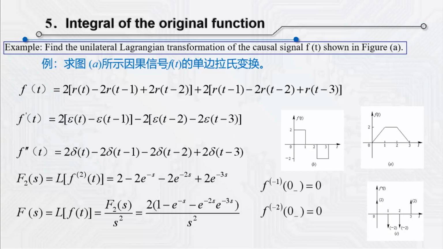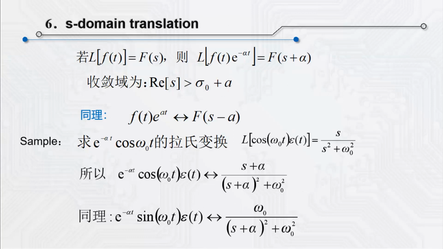So F(s) is equivalent to 1/s squared multiplied by F2(s), which equals 2 over s squared multiplied by the bracket 1 minus e^(-s), subtract e^(-2s), plus e^(-3s).